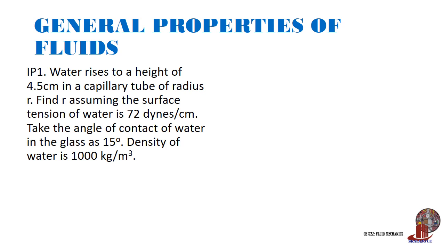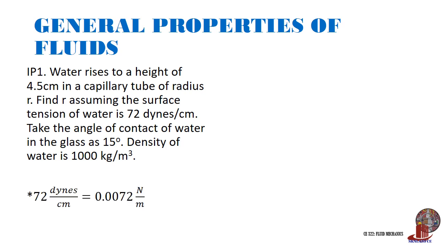Let's check on our first example. Water rises to a height of 4.5 centimeters in a capillary tube of radius R. Find R assuming the surface tension of water is 72 dynes per centimeter. Take the angle of contact of water in the glass as 15 degrees. Density of water is still 1,000 kg per cubic meter.